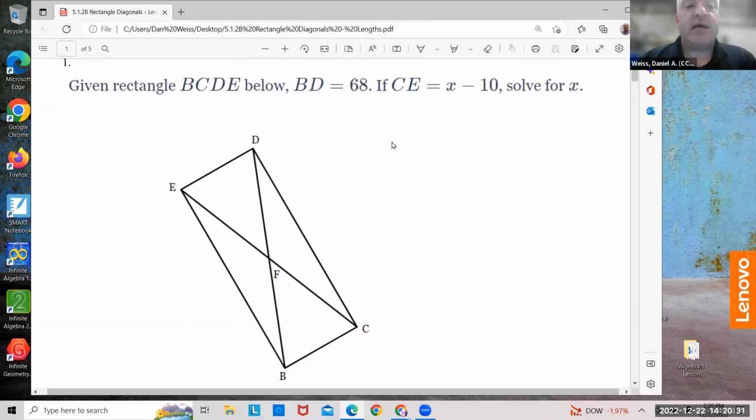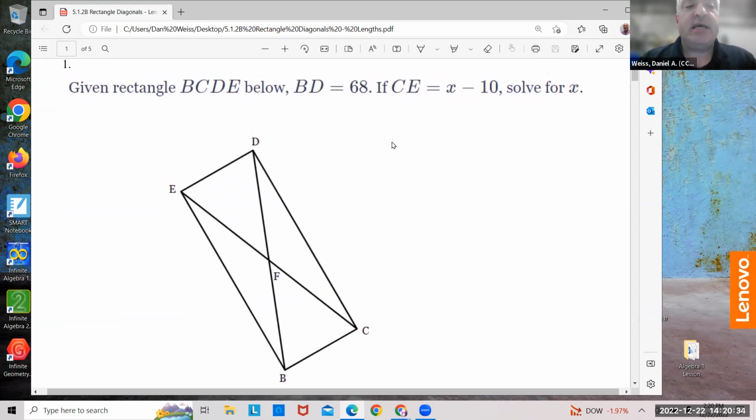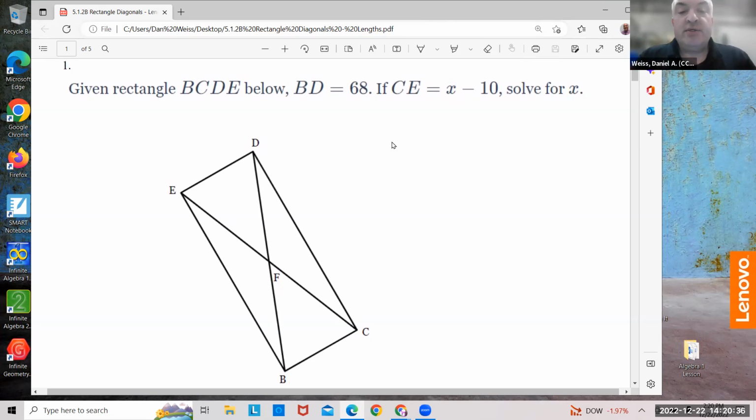Given rectangle BCDE. Okay. So once again, notice how when you name a rectangle or any quadrilateral, you name the letters in order around the rectangle. Doesn't matter where you start, okay? But you go in order around the rectangle or any figure. So rectangle BCDE below, BD.